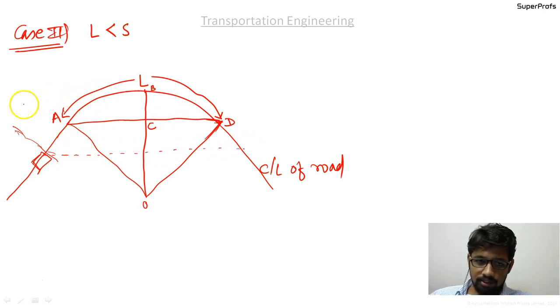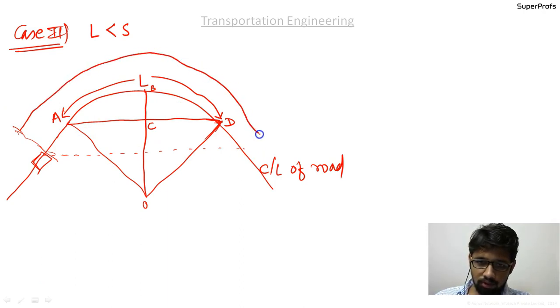So to draw the stopping sight distance, it will be this distance, which is greater than the length of the road. So this is the stopping sight distance, S, which is greater than the length of the road.